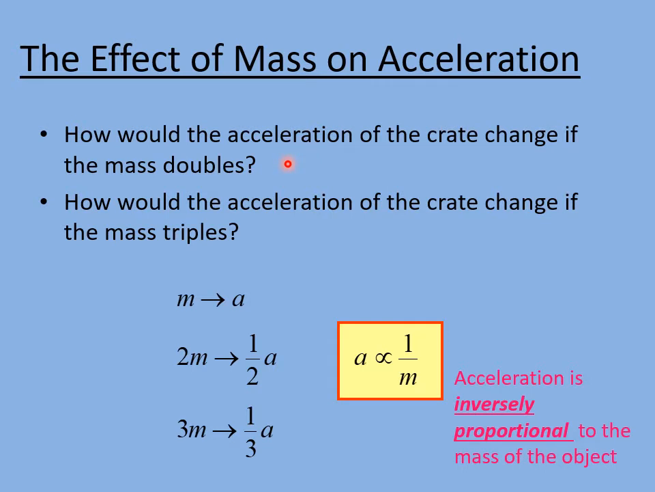And it turns out that if we double the mass of the crate, we would end up with 1/2 the acceleration. Likewise, if we were to triple the mass of the crate and still have just this one student pushing it, the acceleration would now be 3 times smaller. In other words, the acceleration would be 1/3 of its original value. So to summarize this rule, acceleration is inversely proportional to the mass of the object. Acceleration is proportional to 1 over the mass of the object. So the more massive, the less the acceleration is.